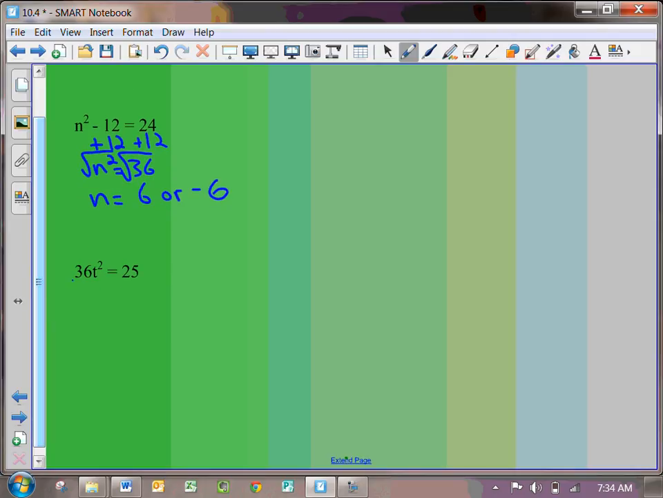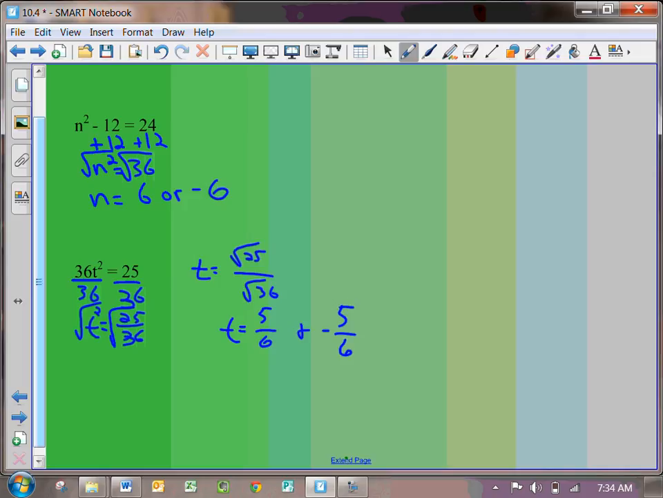And this bottom one, just divide by 36 on both sides. So t squared equals 25 over 36. So square rooting those, t equals the square root of 25 over the square root of 36, which is 5 over 6, or 5/6. And it's positive and negative 5/6. Okay. So those are the ones you got today.